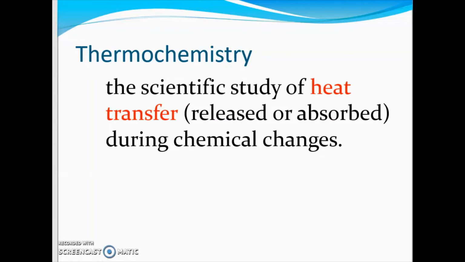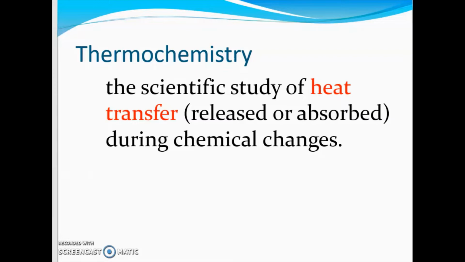So in this unit, we're going to be looking at thermochemistry, and thermo, like a thermometer, think heat. So thermochemistry is looking at heat transfer, whether heat is being released or absorbed during chemical changes. It's a subset of thermodynamics. Thermodynamics is the study of heat being transferred in all different situations.